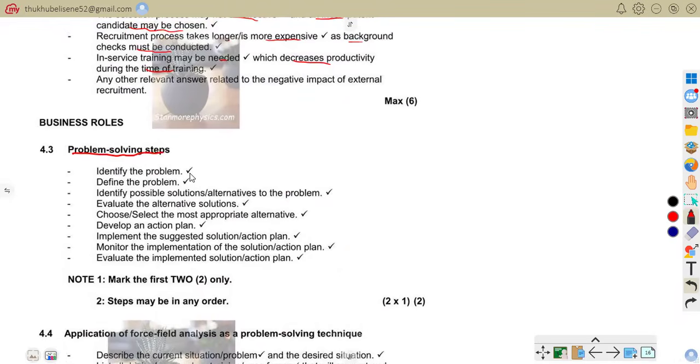When you identify the problem, we recognize that a problem exists. For example, sales are declining. Now we are to define the problem. So we clearly describe the problem.